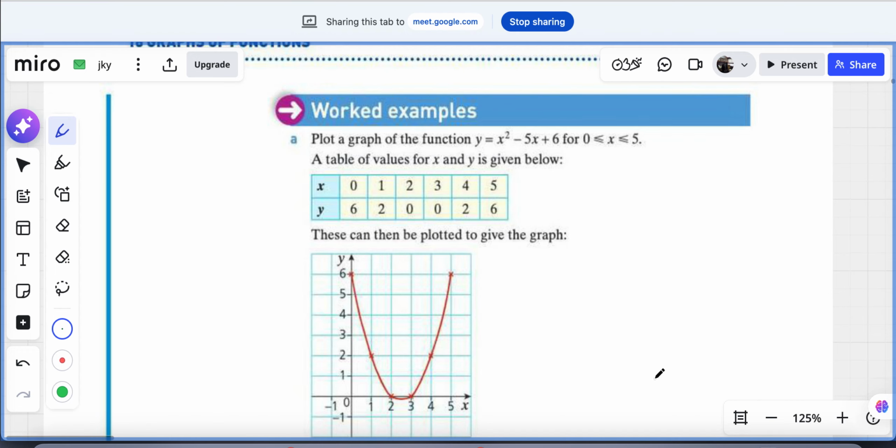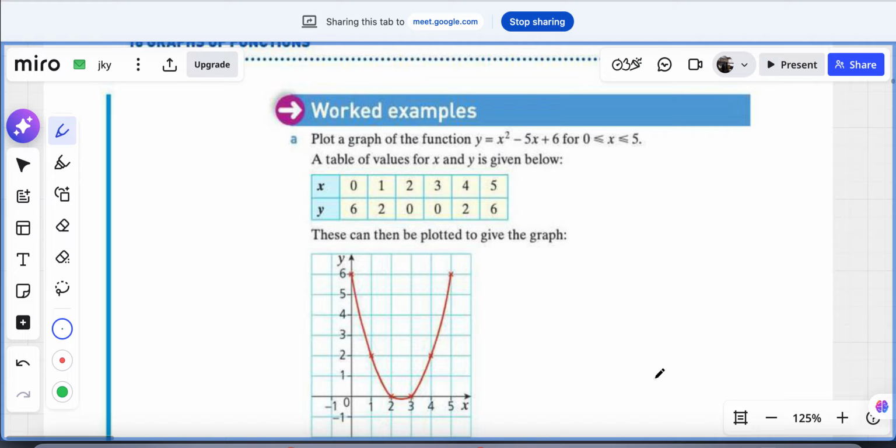Okay, now let's take a look at this one. I say plot a graph of the function y equals x squared minus 5x plus 6, and they give you a range of values. They give you the domain of values of x. They give you the domain. Okay, the range is for the y-axis. The domain is for the x-axis.